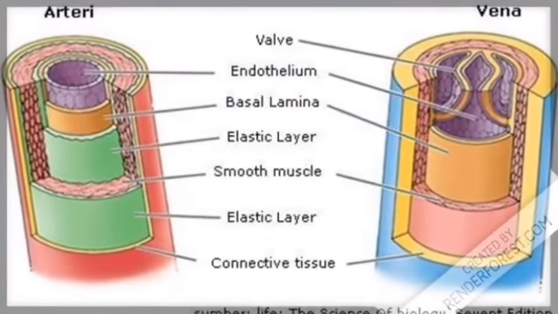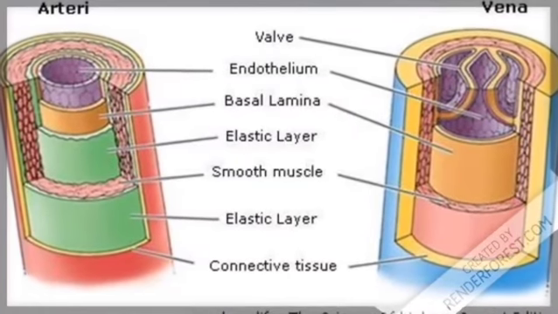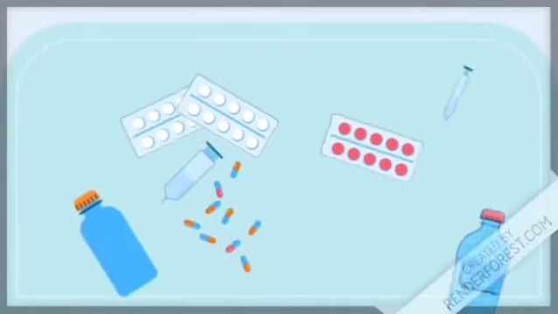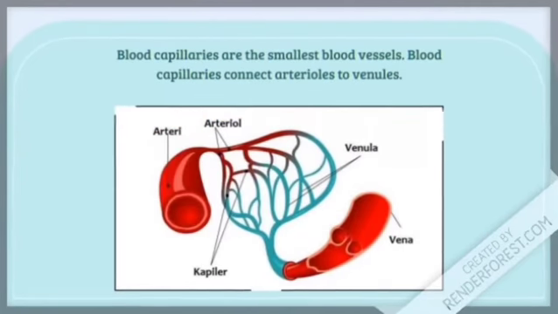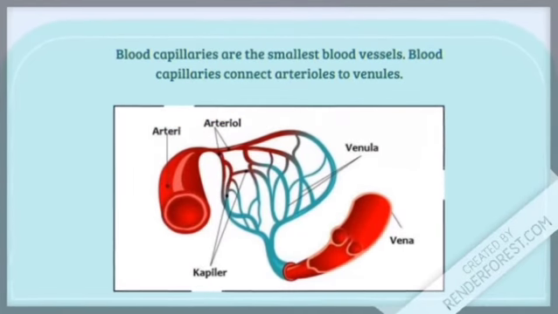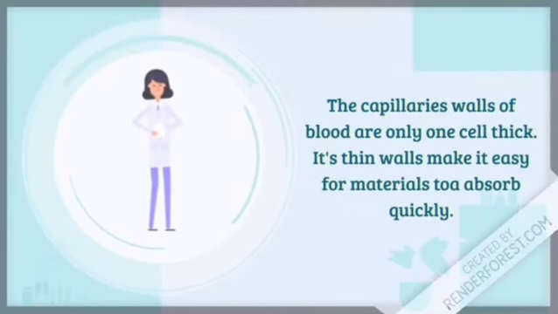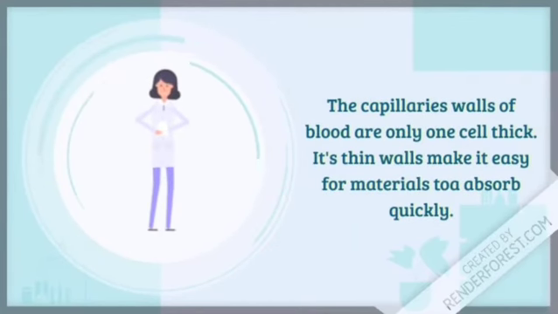Structure of arteries and veins. Blood capillaries are the small blood vessels. Blood capillaries connect arterioles to venules. The capillary walls of blood are only one cell thick. Its thin wall makes it easy for materials to be absorbed quickly.